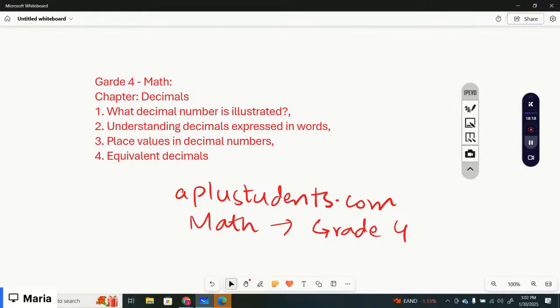The lessons we're going to cover today are what decimal number is illustrated, understanding decimals expressed in words, place values in decimal numbers, and equivalent decimals. So please make sure you have your notebook and pencil so that you can note down the important examples and definitions as well.